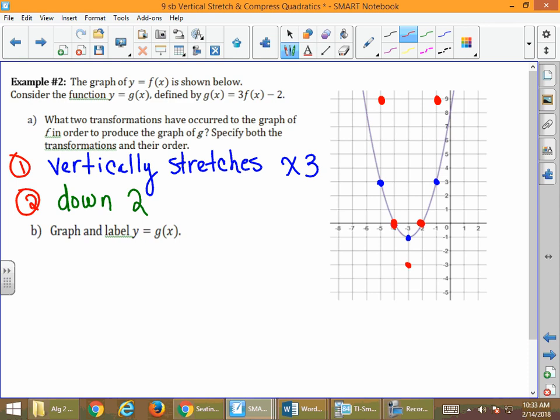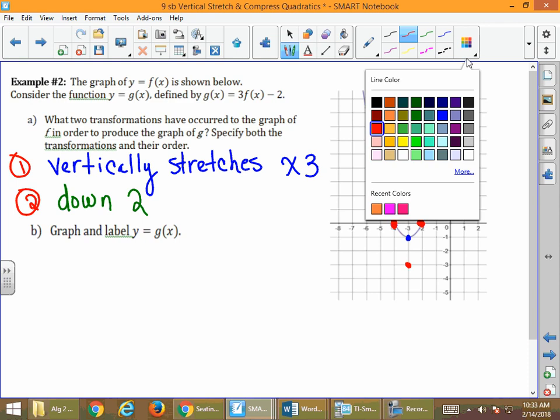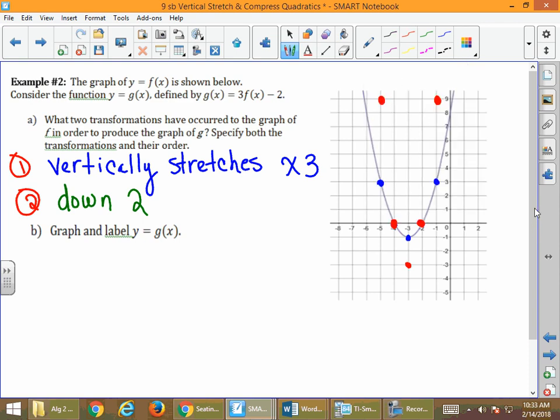But now that we've done that part here, the next part says that we want to move our graph down 2. So this is where I'm going to switch colors here. And I'm going to move every point down 2. We've stretched it, now move it down 2. All those red points are moving down 2 to the pinkish purple color.